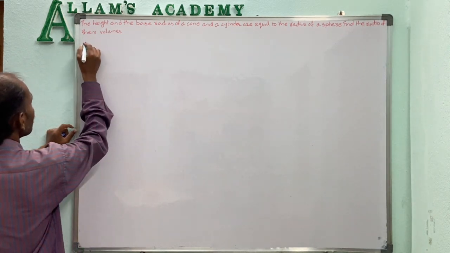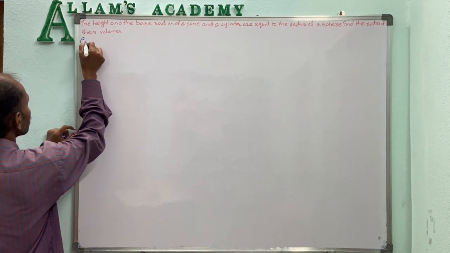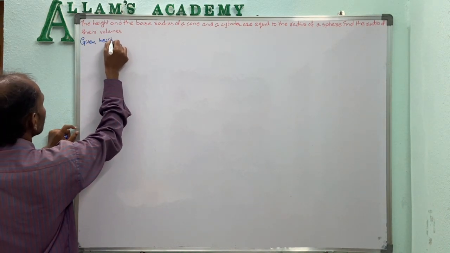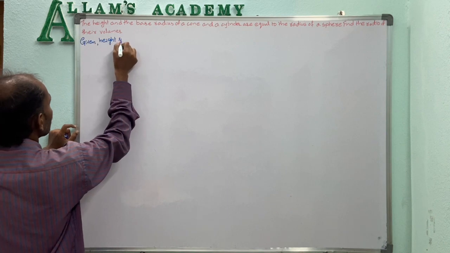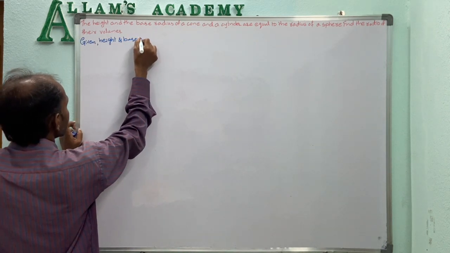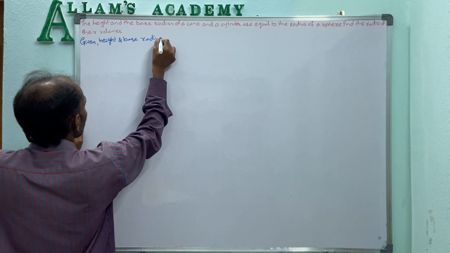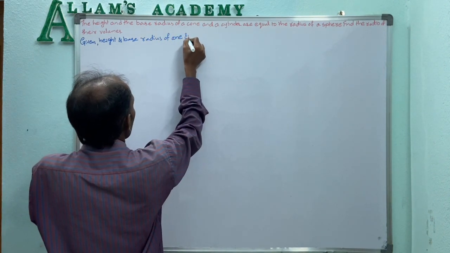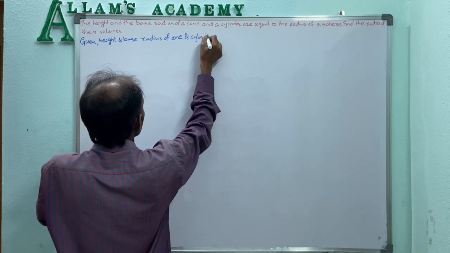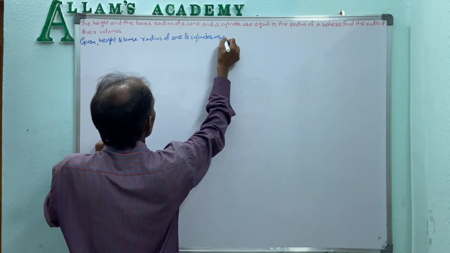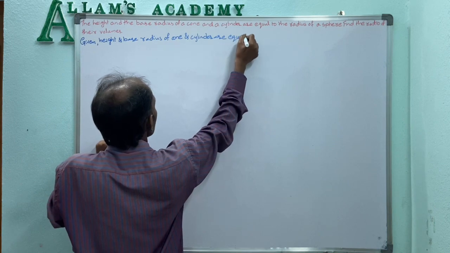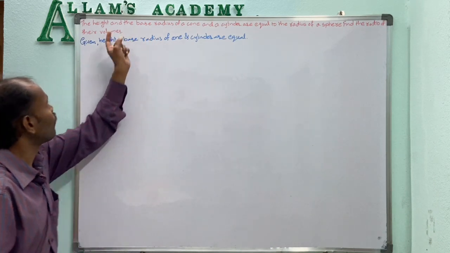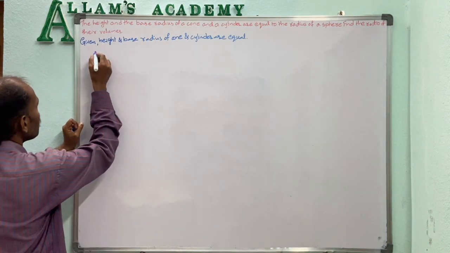So first, writing the given: the height and base radius of the cone and cylinder are equal. So here we have to find the ratio of volumes. For that purpose, first writing the volume formulas.